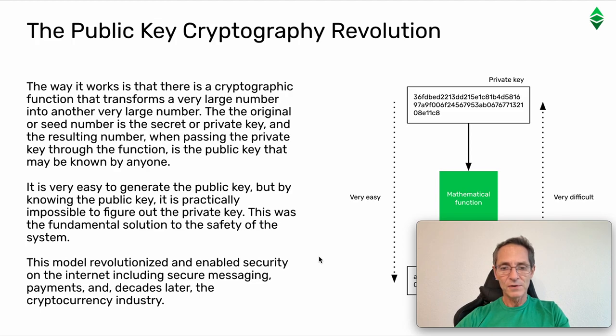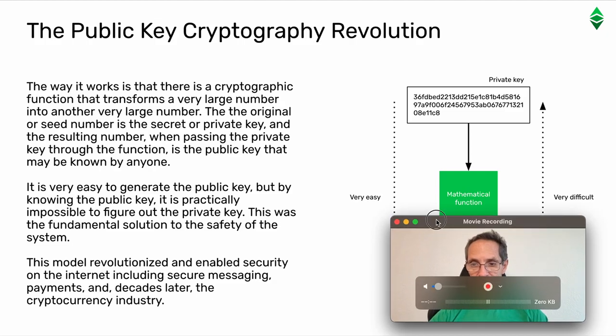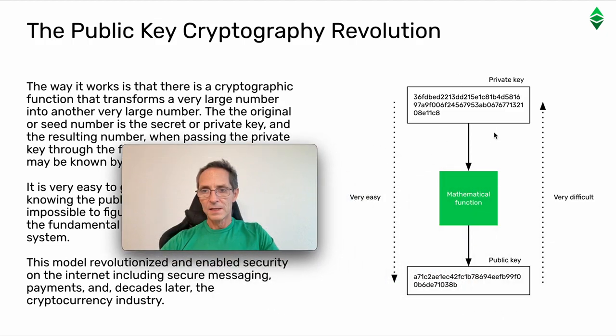This model revolutionized and enabled security on the internet, including secure messaging, payments, and decades later, the cryptocurrency industry that uses this system. So you have the private key, you have a special mathematical function, that was the invention, and passing this large number through the mathematical function generates this other number.